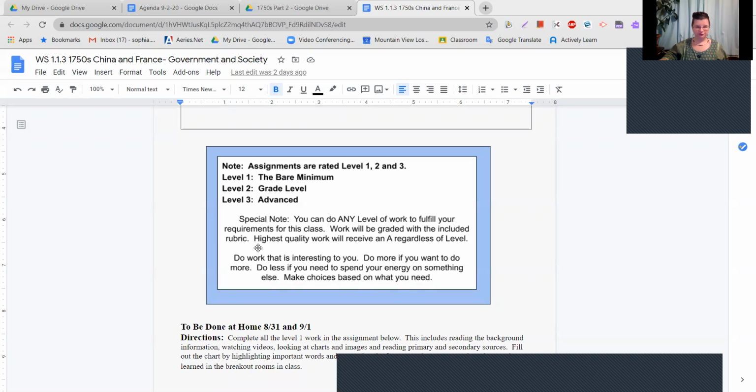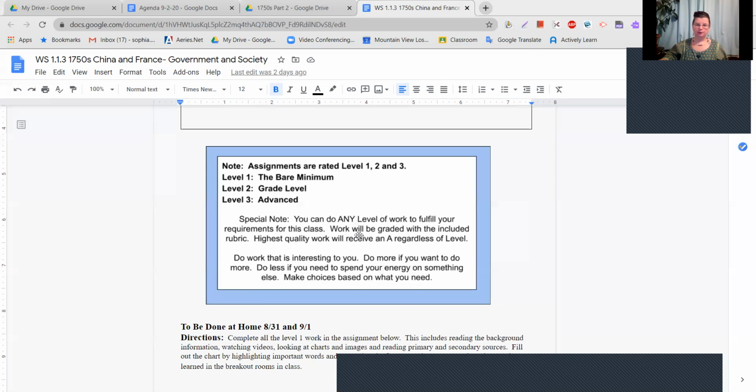There are 3 levels of work in this assignment. The first level is for everyone. It's the bare minimum in this case. It will get students the information they need to be successful in later classes, on their test, in this assignment's graded portion. It's what students need. And that's the level 1 work. Every student needs to complete the level 1 work. There's also level 2 and level 3 work.